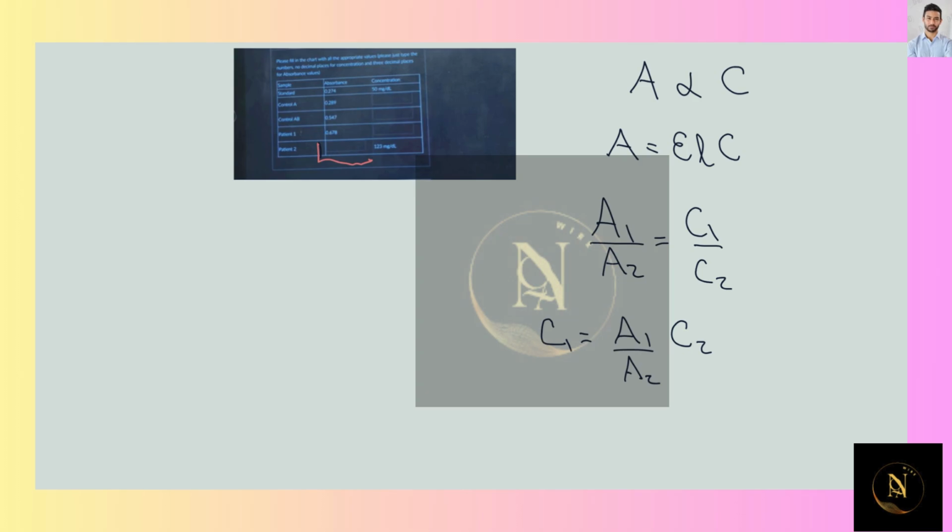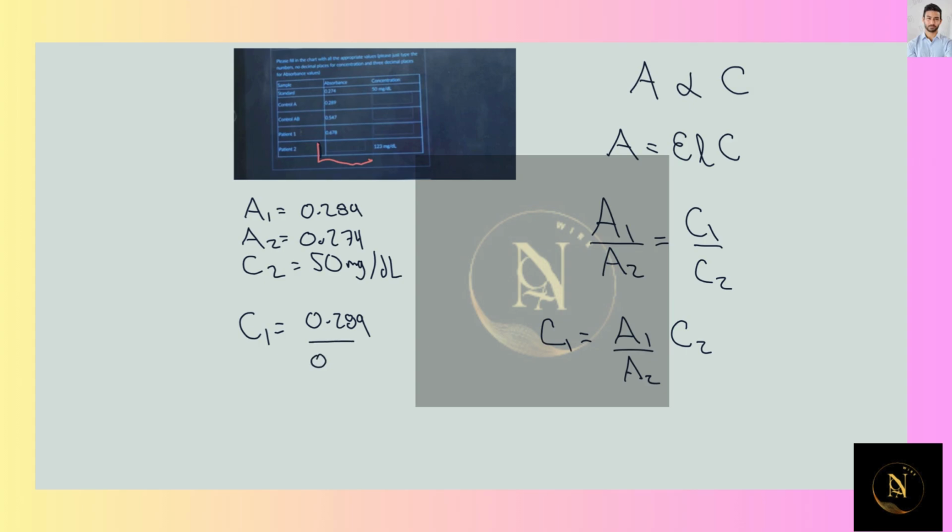So when we want to compare control A, the information that is given to us is that the absorbance of 1 is equal to 0.289. This is going to be our unknown variable. Absorbance of 2, of our known variable, the standard, is equal to 0.274, and concentration of 2 would be equal to 50 milligrams per deciliter. So concentration 1 is going to be equal to A1, 0.289, divided by 0.274, multiplied by 50 milligrams per deciliter.